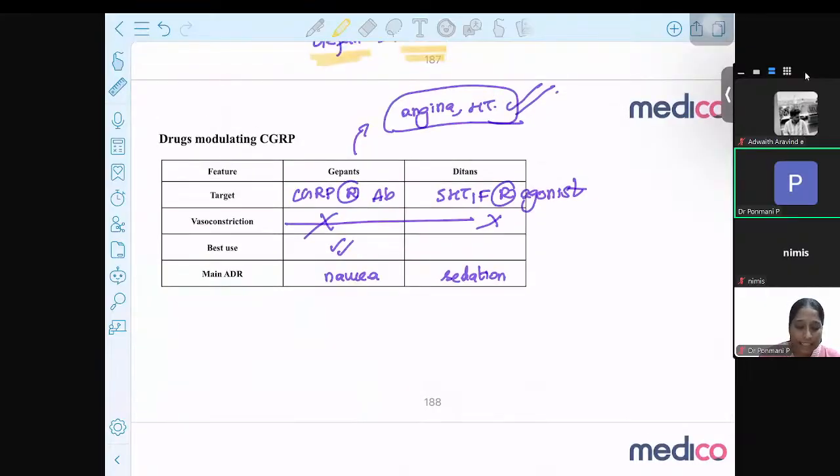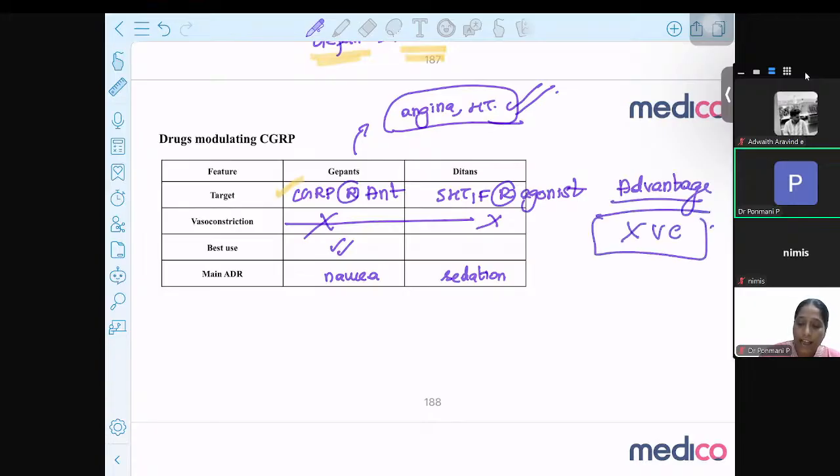As I said, gepants are CGRP receptor antagonists, whereas the ditans are 5-HT1F receptor agonists. The advantage of both is that these drugs don't cause vasoconstriction, and hence can be safely given in patients with angina and hypertension, where triptans are contraindicated. The next best thing is the ADR profile, which is very low. Ditans can cause sedation and gepants are prone to cause nausea. Other than that, the tolerability profile for both is the same.